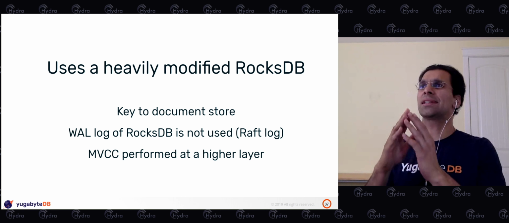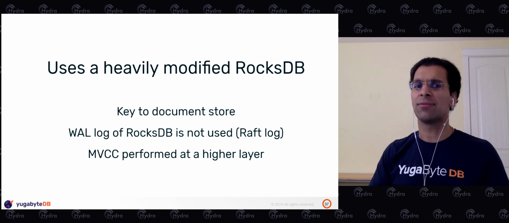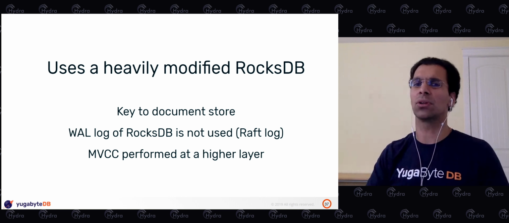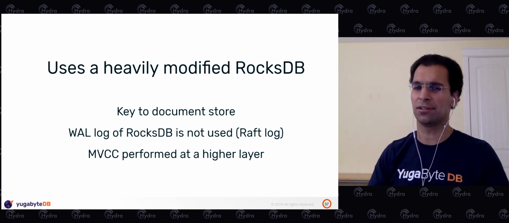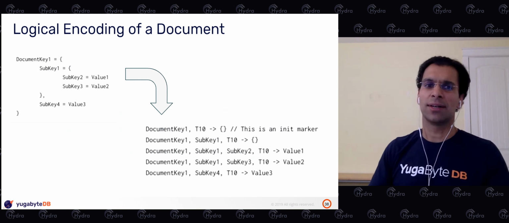You'll have to write once at the Raft layer and then once again at the RocksDB layer. So the write-ahead log and the MVCC are both turned off in RocksDB and done at the higher level, or at a slightly more global level inside DocDB, right? So these are some of the core changes.